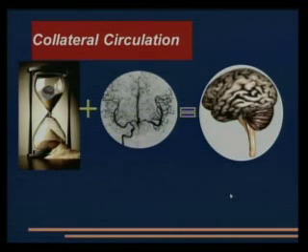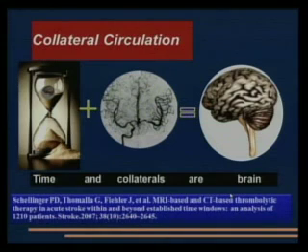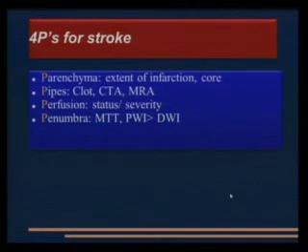Okay, so they say time is brain, but this is not really the thing. Time plus collaterals are brain. So we have to check the parenchyma about the extent of the infarction in the core of the stroke, check the pipes, if there is clot, with CTA or MRA, and study perfusion, the status and severity of the perfusion in the penumbra.